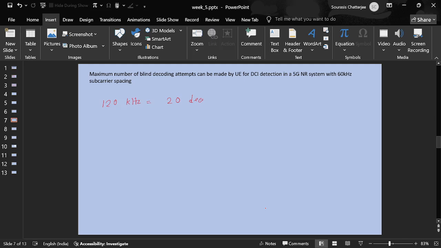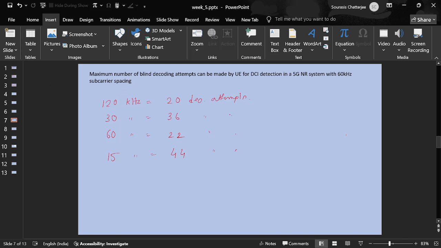And for 30 kilohertz, 36 decoding attempts. For 30 you have a maximum of 36 possible. Fine. And for 60? For 60 it's actually 22. Yes, 22, and for 15 it's 44. So in this assignment, questions can be on any of the subcarrier spacings, so you'll have these four, and you'll have your answer based on that.